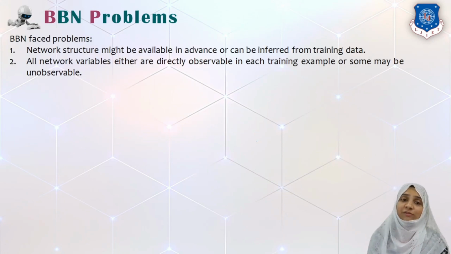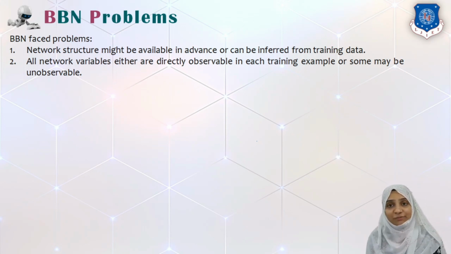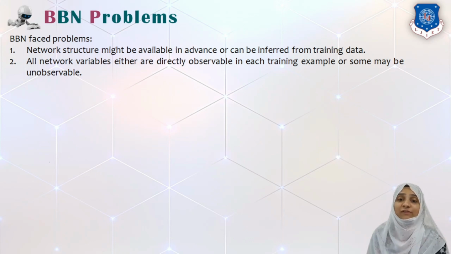Now, what are the problems faced by Bayesian belief networks? BBN networks face two different types of problems. The first problem is that the network structure for given training data cannot be directly available. We have to infer it from our training data. That means from a given set of data, it might be decided beforehand that this particular training data follows a particular structure, or it might also happen that we have to derive the complete network structure based on our training data. That needs to be exercised. That is the first problem for Bayesian belief networks.